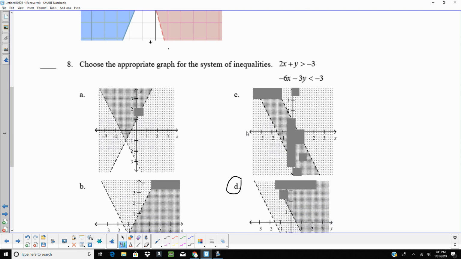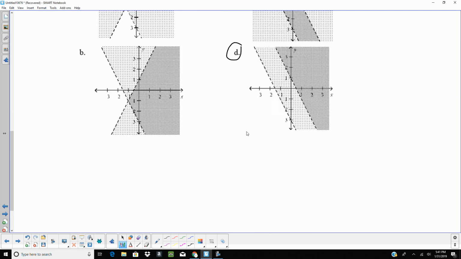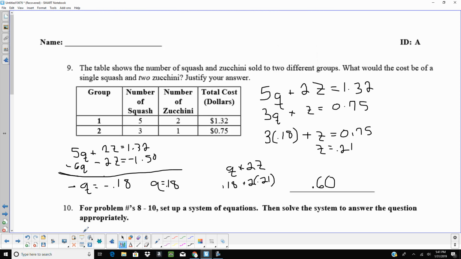Number 8, the answer is D. On number 9, my work's all over the place, so I'm going to kind of talk you through it. The first thing I did was I came up with an equation, or actually 2 equations. I'm using Q for squash, and zucchinis I used as a Z. So 5 squash and 2 zucchinis cost $1.32. That's where the first equation comes from. 3 squash and 1 zucchini cost 75 cents. That's where the second one comes from.